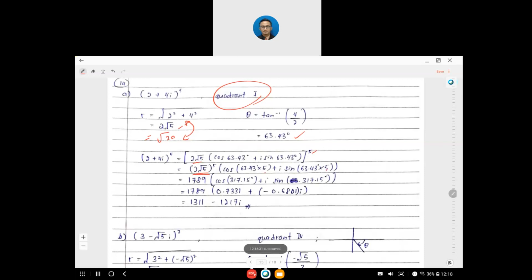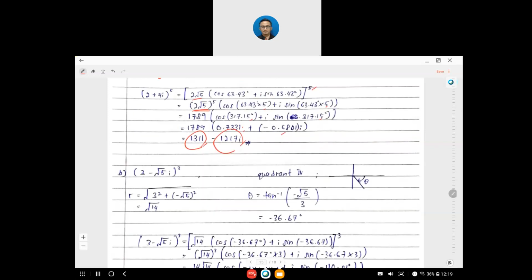So you can get 317.15. Okay, and then you can solve directly. So you can get 13.11 minus 1217i. Confident there are no decimals here? There must be decimals. Make sure to check the decimals. I think there are decimals, because in front here there are decimals, so here there must be decimals. But the value, check it.